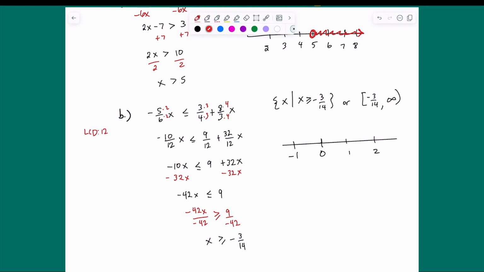And then we would have a filled in circle at negative 3/14. It's probably closer to 0 than it is to negative 1, so I'll write it there. And then I would shade everything to the right of it. And that would be the graph of the solution set.